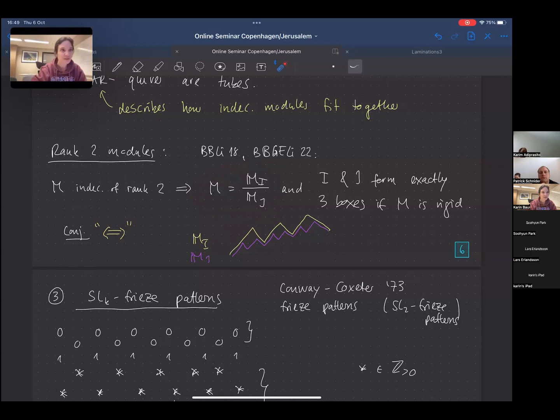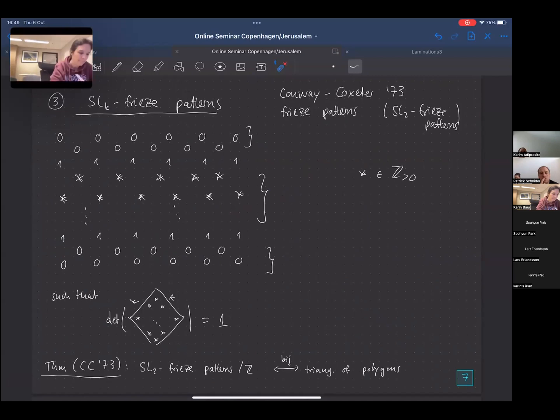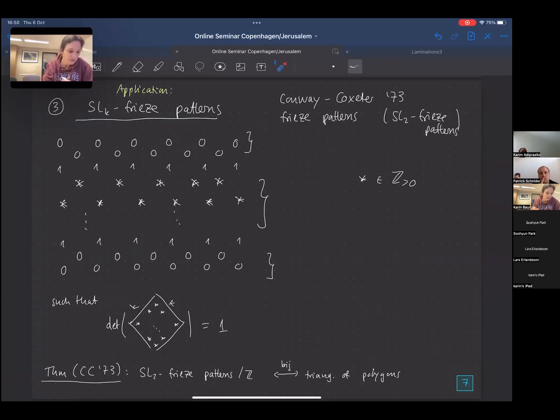Then I want to change topics a little bit by looking at an application to frieze patterns. So frieze patterns were introduced in the 70s by Coxeter first and then Conway and Coxeter. There are some very nice papers, the two papers by Conway and Coxeter from 73. The first one puts a number of questions, around 20 problems, and then the reader should solve them. And the second one gives hints. And by solving them, you show the main theorem of this paper. So it is quite nice.